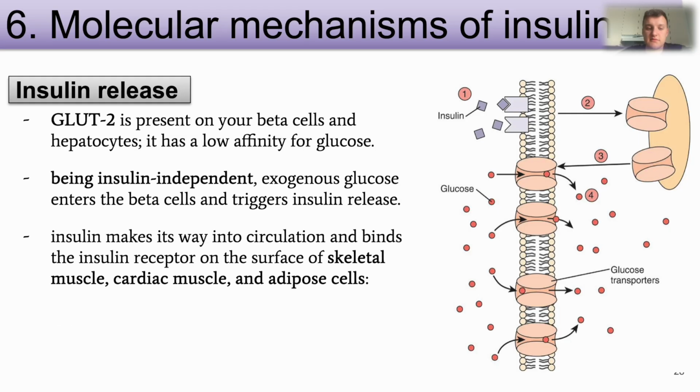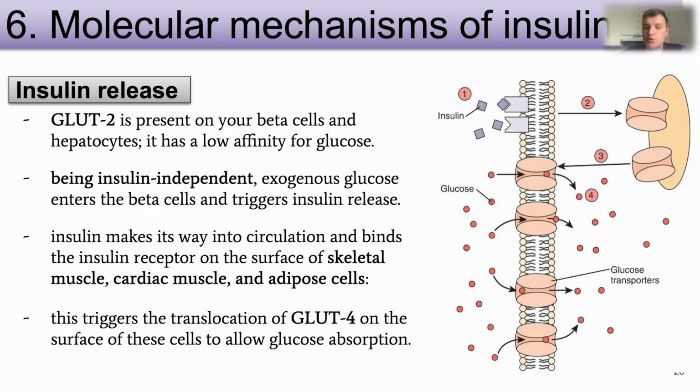Insulin release. GLUT2 is glucose transporter 2. It is present on the beta cells of the pancreas and hepatocytes of the liver. It has a low affinity for glucose, right? Not too strong. It doesn't want glucose too much, just a little bit. And being insulin independent, exogenous glucose that we ingested enters the beta cells and triggers insulin release.